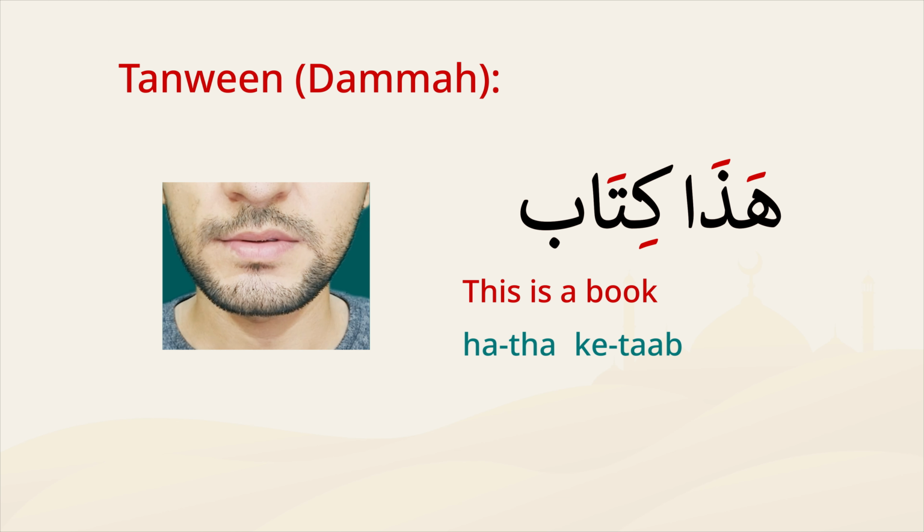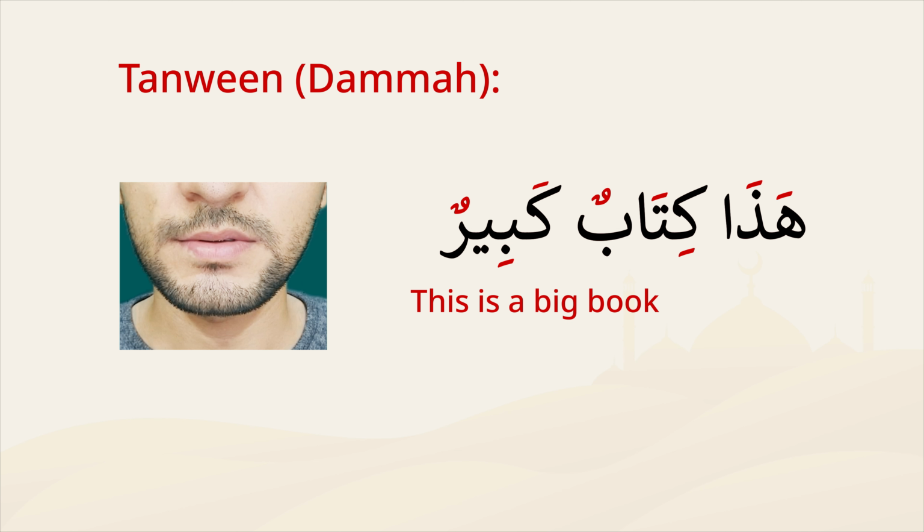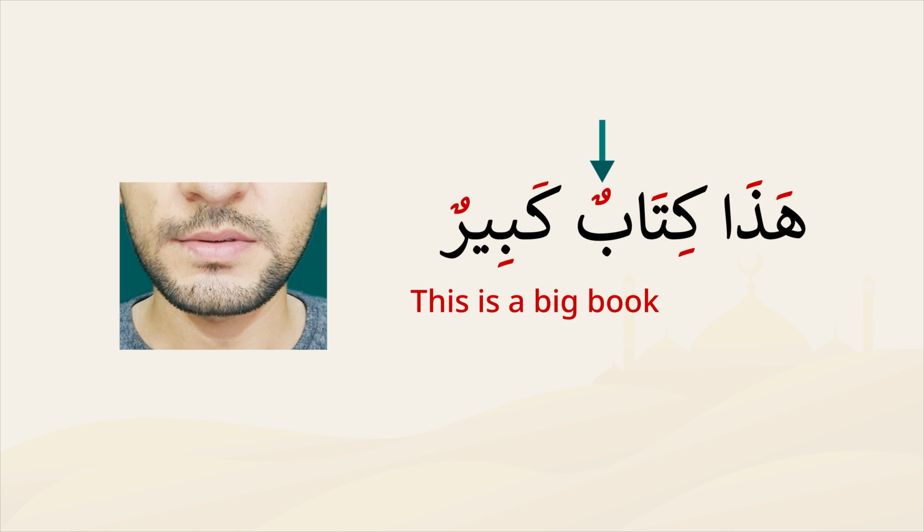Now, what if there is another word after kitab, such as the adjective kabir, which also ends with tanween dhamma? In this case, the tanween of the middle word, kitab, will be pronounced because it's in the middle of the sentence. However, the tanween of the last letter, kabir, will be dropped, since now we'll stop the reading there.